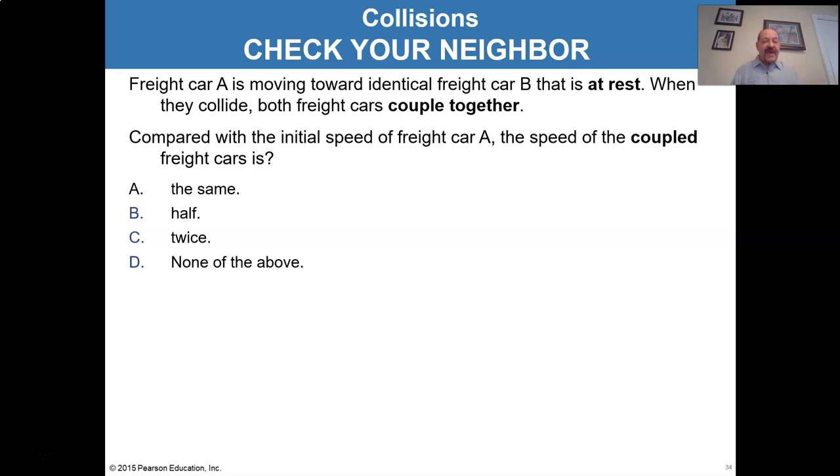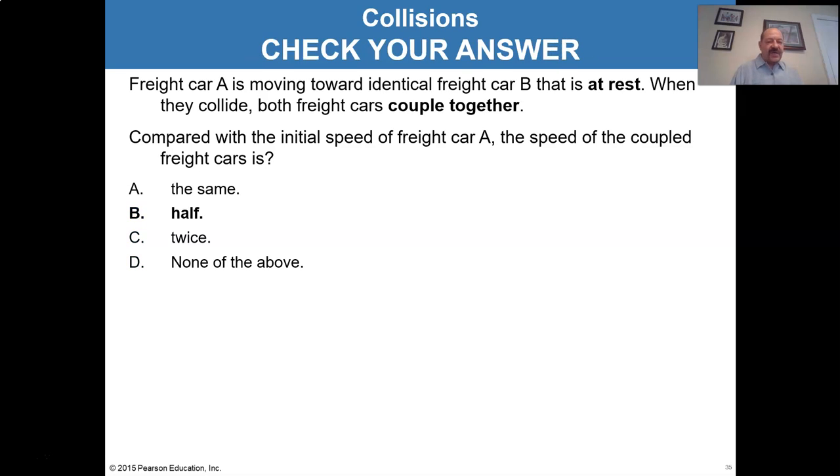A freight car A is moving towards an identical freight car B. So we know right away they have the same mass, and freight car B is at rest. So B has no momentum. When they collide, both cars couple together. So this is the same situation. Compared with the initial speed of freight car A, the speed of the coupled freight cars is A, the same, B, half, C, twice, D, none of the above.